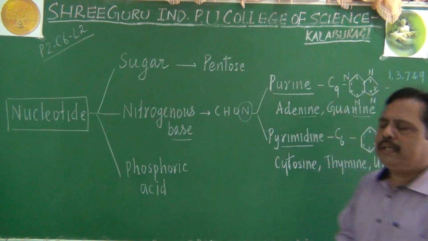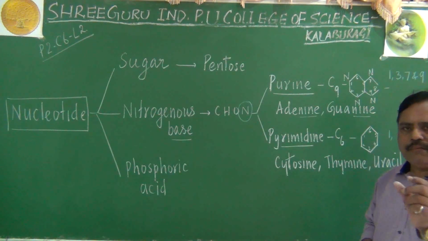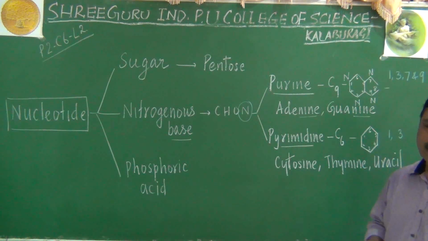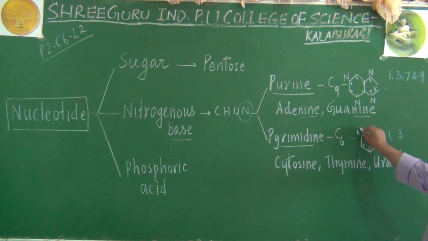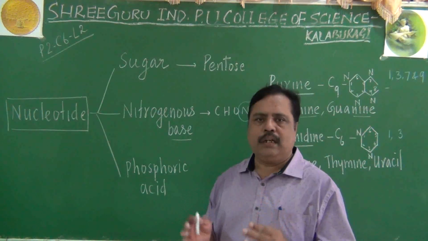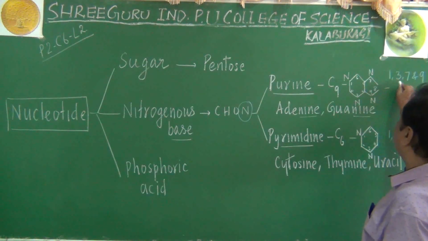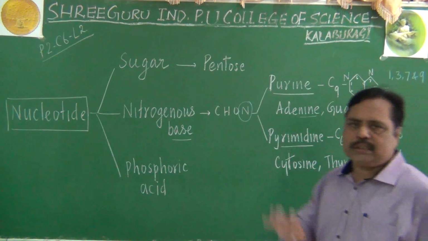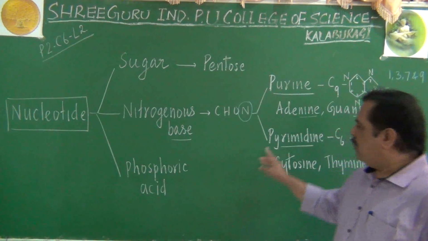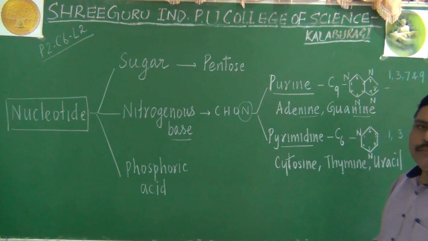What about pyrimidine? Pyrimidines will have position number 1 and 3 only. They will have nitrogen only in 1 and 3. So position number 1 will have nitrogen, 3 will have nitrogen in the case of pyrimidine. Do you get my point? So they are called nitrogenous bases because purine contains nitrogen in positions 1, 3, 7, 9, these 4 positions. Pyrimidines have nitrogen only in 2 positions, that is 1 and 3.